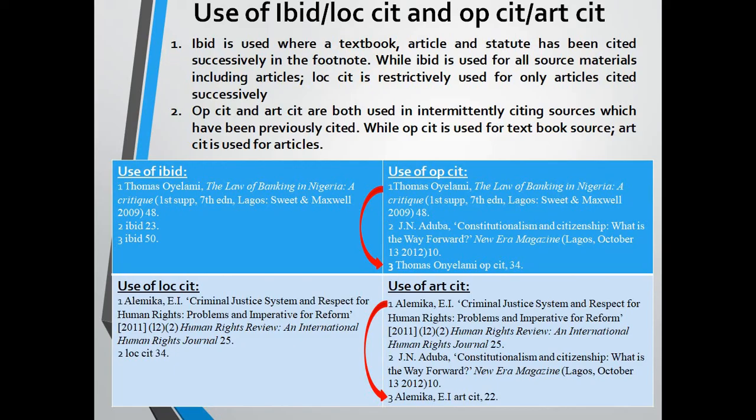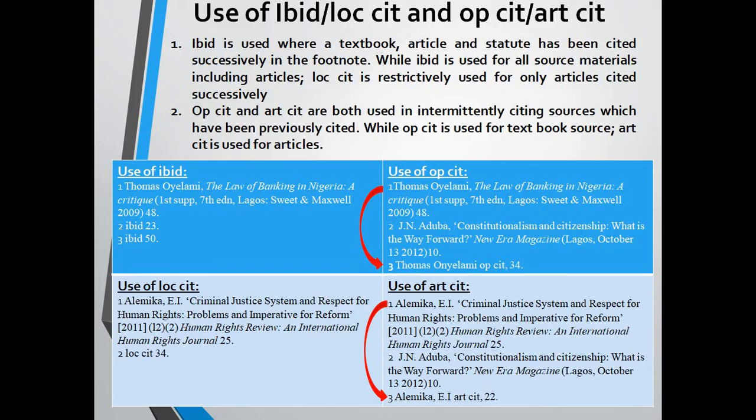So you look at this first example, the use of ibid. You're citing Oyelemi's Law of Banking in Nigeria. It is the first citation, and you intend on citing it in the next footnote. So you have ibid, because it is that same work, ibid 23. Then you have, if you're continuing with that, ibid 50, that is the page number.